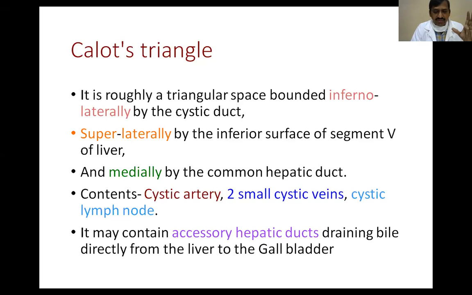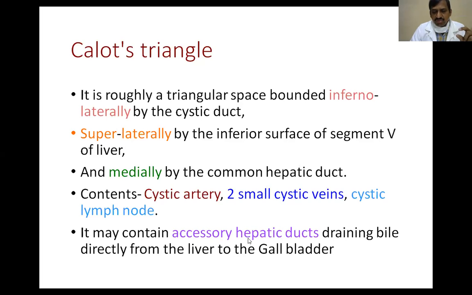But on some occasions, directly from the liver parenchyma, small accessory hepatic ducts may drain directly into the gallbladder. They are called accessory hepatic ducts. These are the contents: the cystic artery, two small cystic veins, the cystic lymph node, and accessory hepatic ducts. These are very, very dangerous structures.